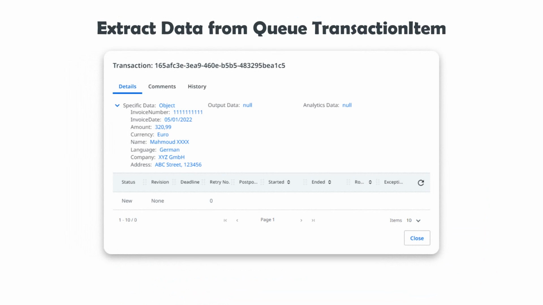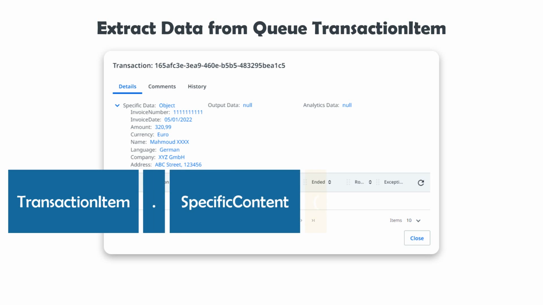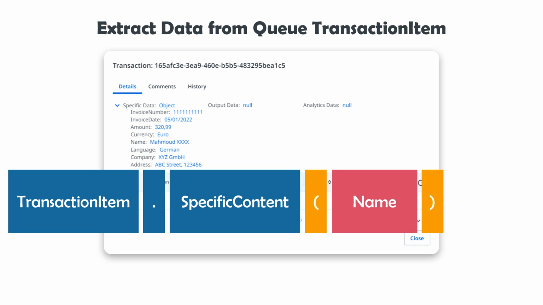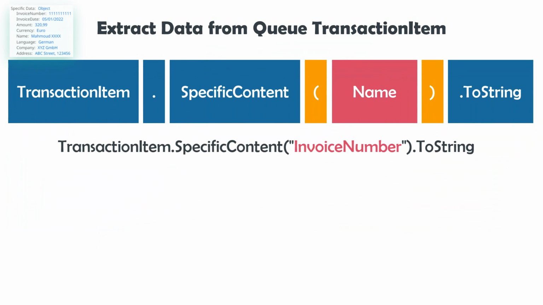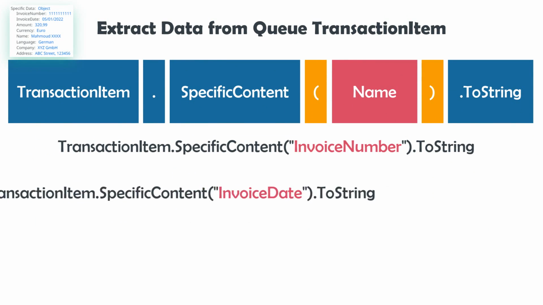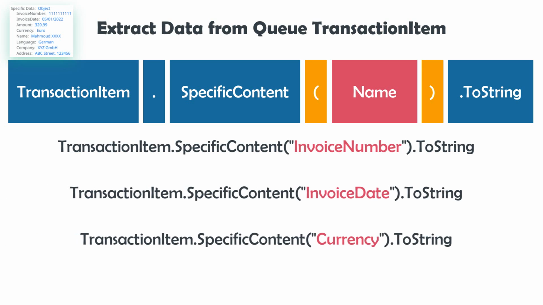Let's see how to read data from the transaction item, to store them in these two variables, or to use the data in the process. Assume we stored the item in variable transaction item. We use first this variable, then we use the function SpecificContent. After that we set the name we want to select in brackets, for example invoice number. At the end we set the ToString function. The statement looks like this one for invoice number. Or for invoice date. Or currency. And so on. We can read the data we stored in the transaction item.